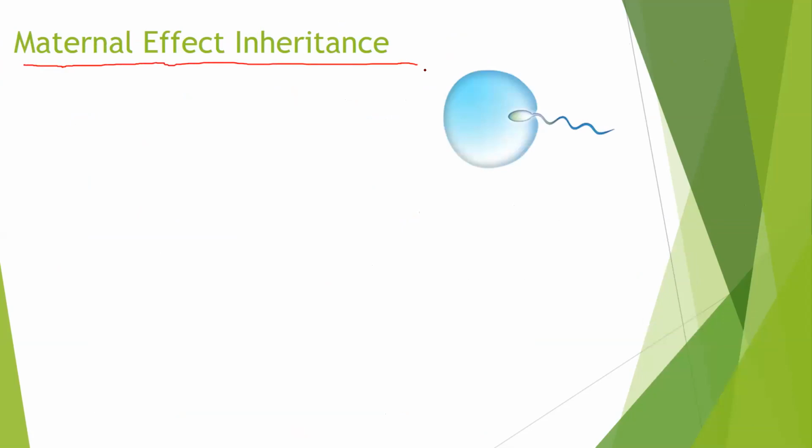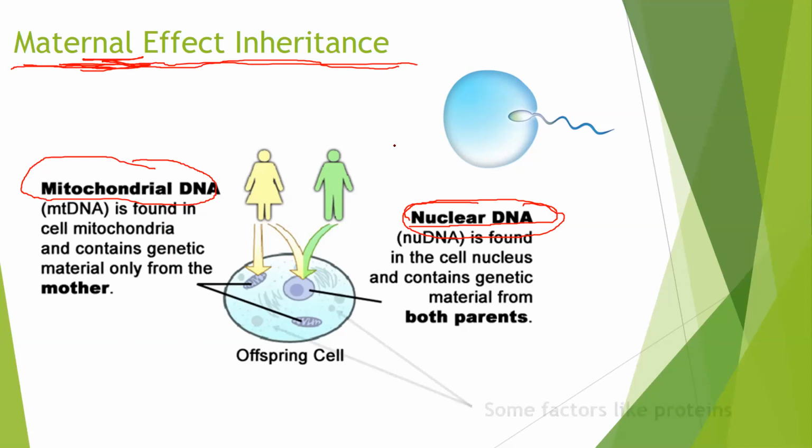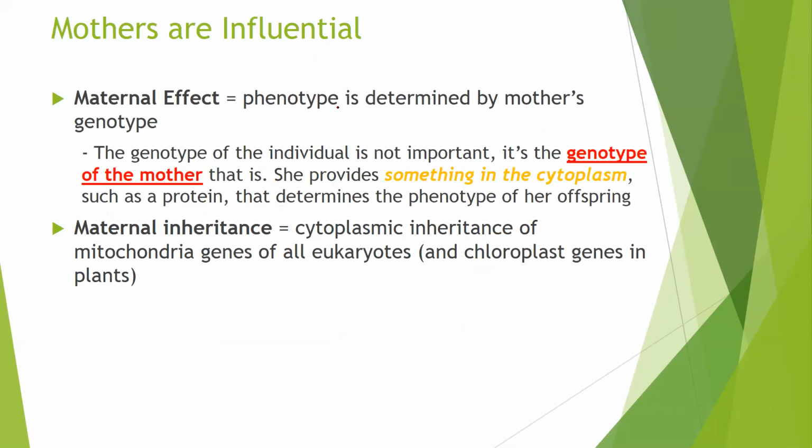Another type is maternal effect inheritance. In humans, as we know, half of the nuclear DNA came from your father and the other half came from your mother, so nuclear DNA is influenced by both parents. However, there is other DNA in your cell: mitochondrial DNA. Mitochondria also have DNA, and that DNA is only inherited from your mom. So phenotypes associated with mitochondrial DNA follow a maternal inheritance pattern. Let's look at examples showing maternal effects.